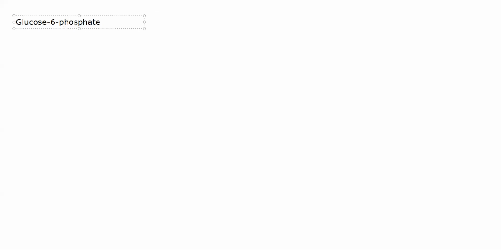Right. So your HMP shunt pathway is basically divided into two phases. One is the oxidative phase and the other is the non-oxidative phase. We'll discuss both of them. It is basically a different chain of reactions. So I'll write the oxidative phase on the left and non-oxidative on the right, but it is a continuation. So this is the oxidative phase, wherein you take one glucose 6-phosphate molecule and you oxidize it.